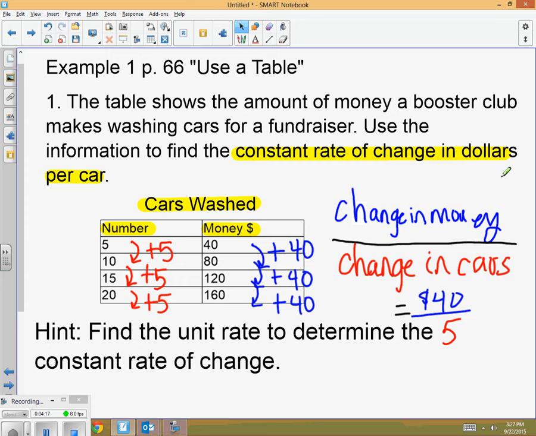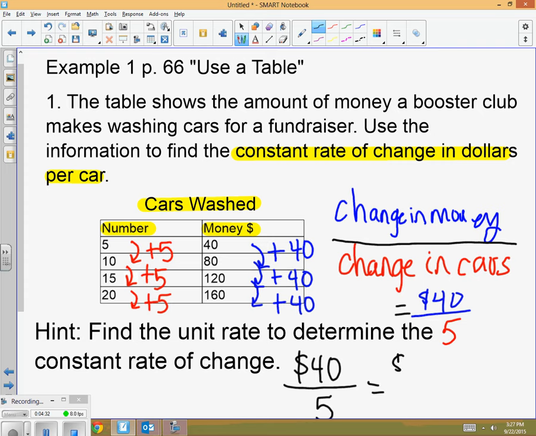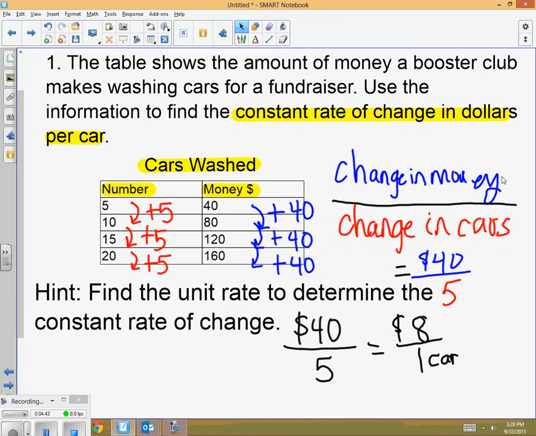Now we can take that rate of change and simplify it into the unit rate. So $40 for every 5 cars is the constant rate of change. This can be reduced. Divide the top and bottom by 5 and you get $8 for 1 car. Now since every car costs the same amount, you can state that it is a constant rate of change. So we've shown the amount of dollars per car. Now this is very similar to unit rate.